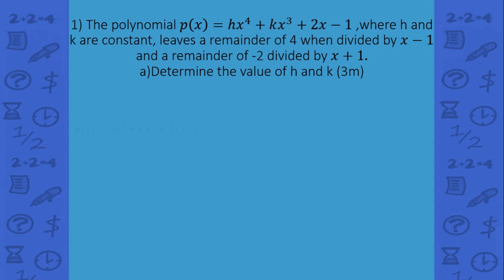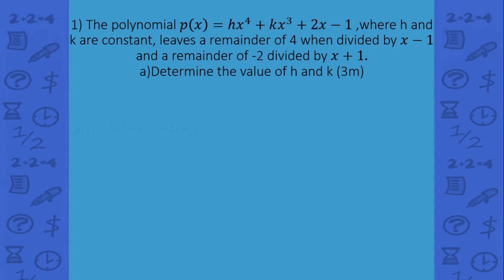For question 1. The polynomial p(x) equals hx to the power of 4 plus kx to the power of 3 plus 2x minus 1, where h and k are constants, leaves a remainder of 4 when divided by x minus 1, and a remainder of negative 2 when divided by x plus 1. Question A. Determine the value of h and k.